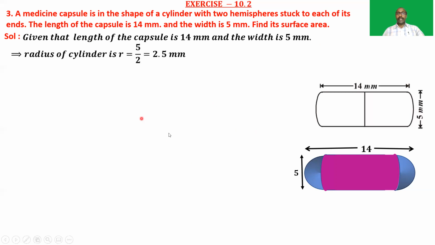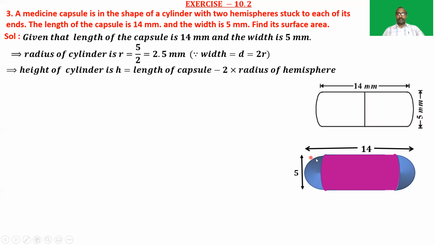From this we can write, radius of the cylinder is half of the diameter, that is 5 by 2, which is equal to 2.5 millimeters, because here the width is the diameter, that is twice the radius. And now the height of the cylinder, that is the height of only the cylinder, is equal to the total length of the capsule minus the radius of the first hemisphere minus the radius of the second hemisphere.